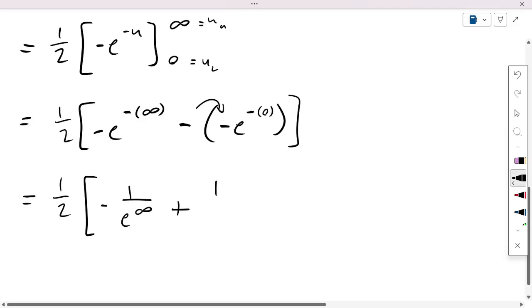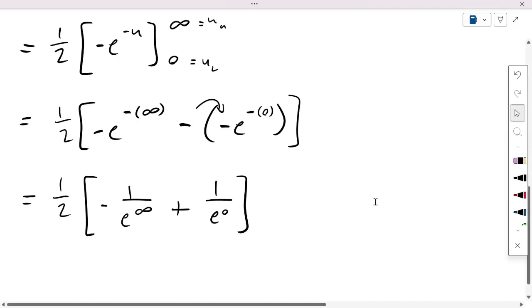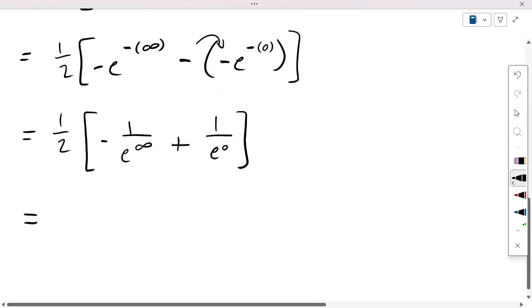It will be equal to 1, but let's just write it like this. It's going to be 1 divided by e to the power of 0, which is just going to be 1 divided by 1. But let's just keep moving over here. This is going to be equal to a half multiplied by.